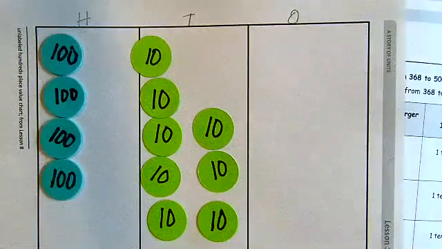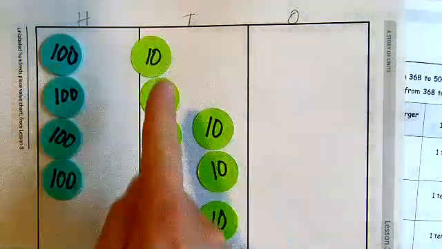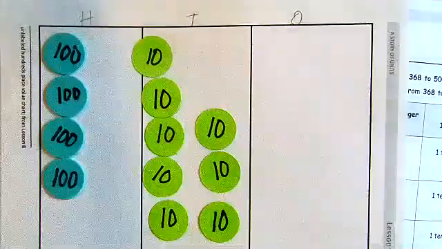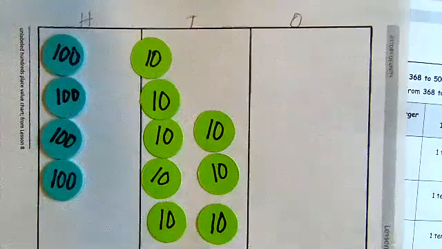Wow. Now we have 4 hundreds and we have 8 tens. We only need 2 more tens. Let's count.